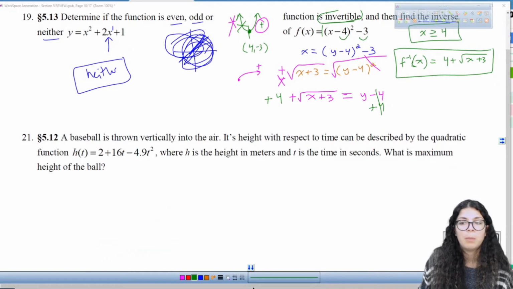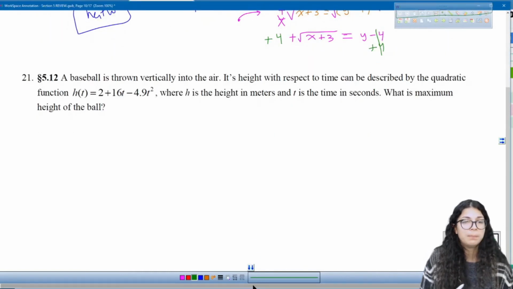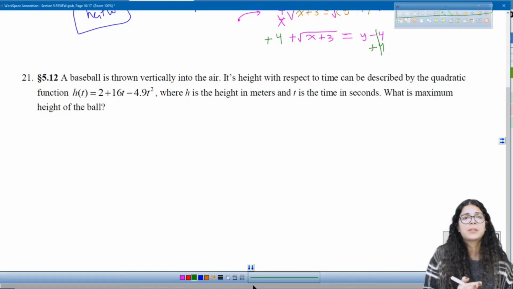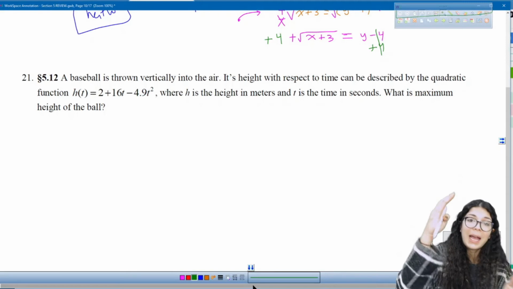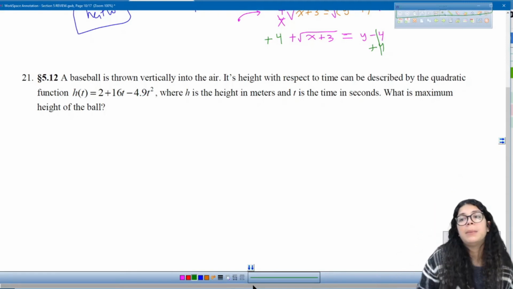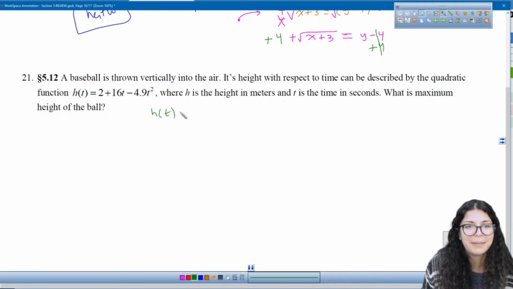Okay, moving right along, let's take a look at number 21. So on number 21, it says that a baseball is thrown vertically into the air. Its height with respect to time can be described by this quadratic function right here, okay? I don't know why this is not in standard form, so I'm just gonna go ahead and rewrite it in standard form. I don't like it not being in standard form.